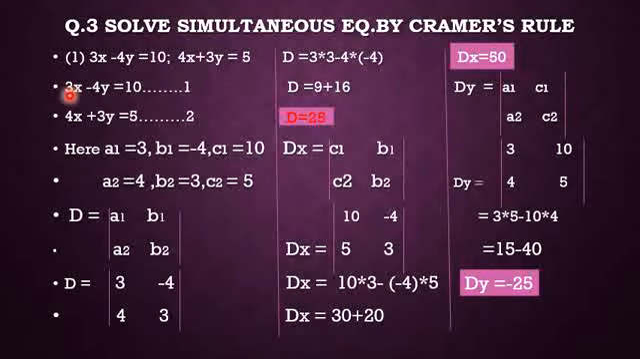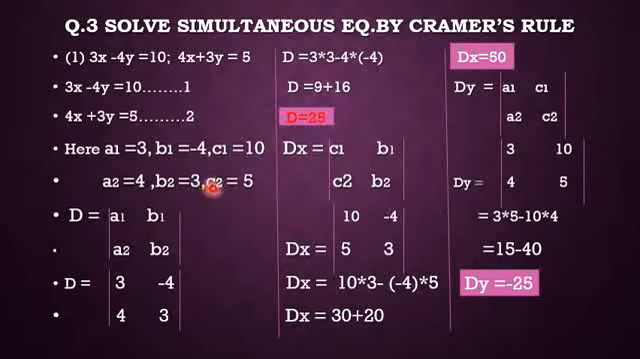We can find the value of the determinant. We can write a1 a2, b1 b2: 3, minus 4, 4, 3. Then we cross multiply: 3 into 3 minus 4 into minus 4. 3 into 3 is 9, minus minus plus 16, 16 plus 9. D is equal to 25.